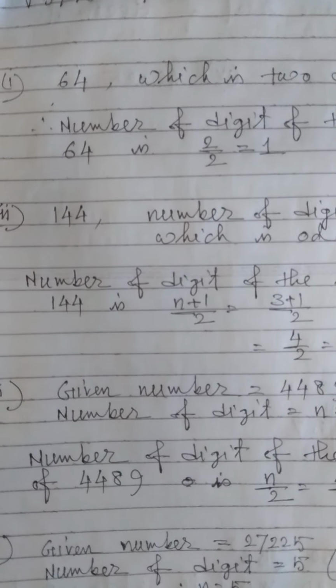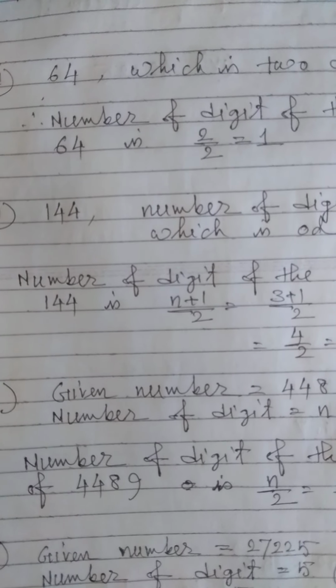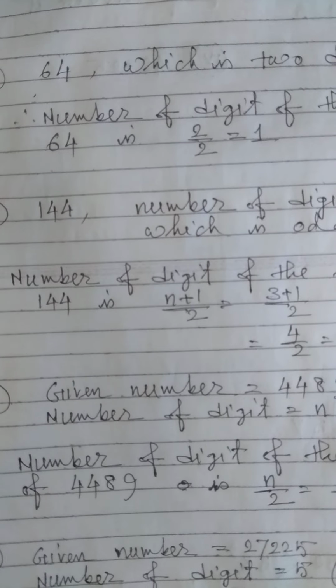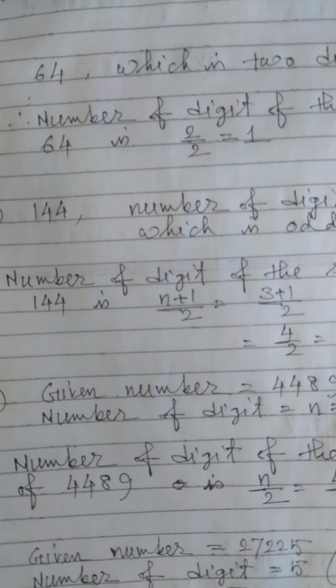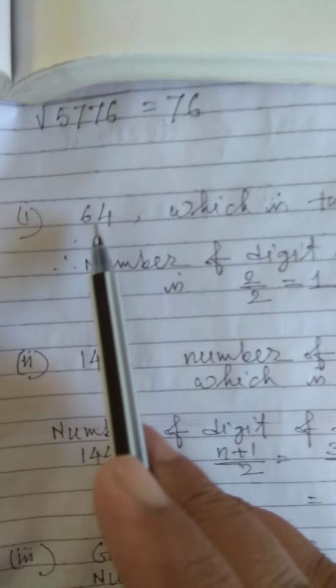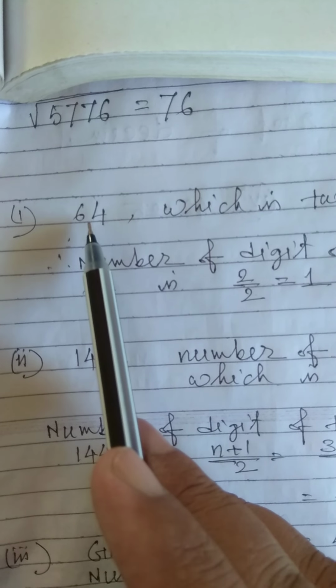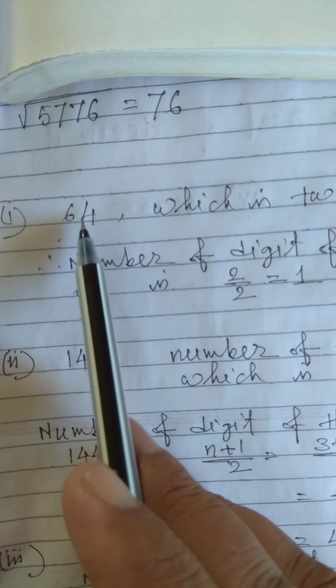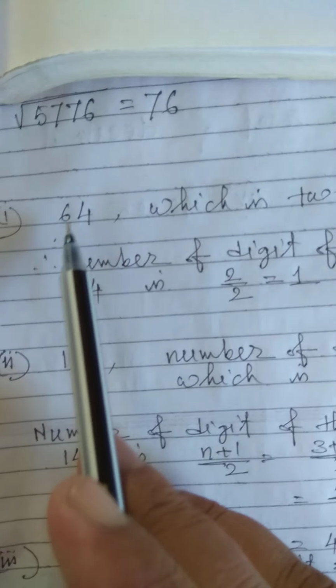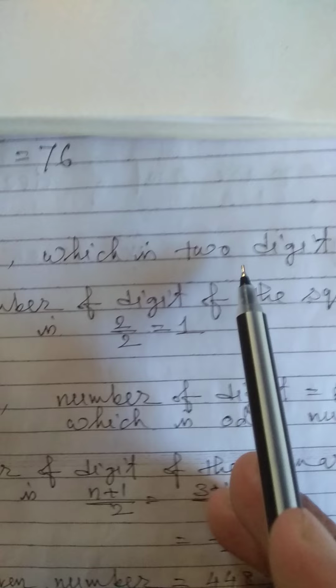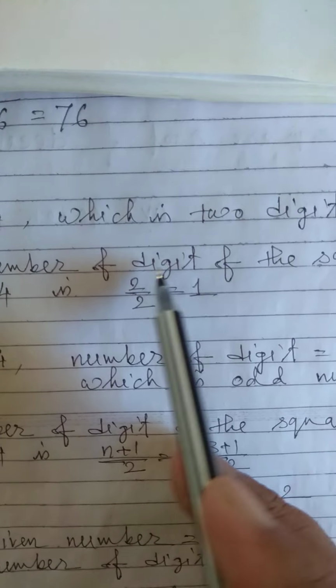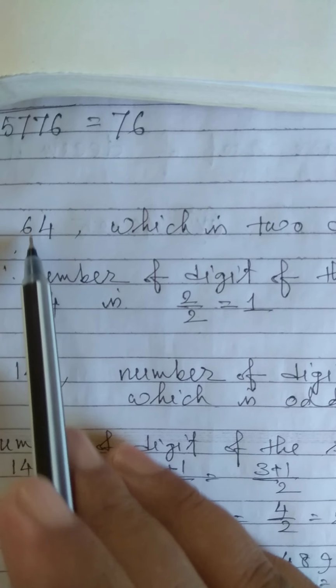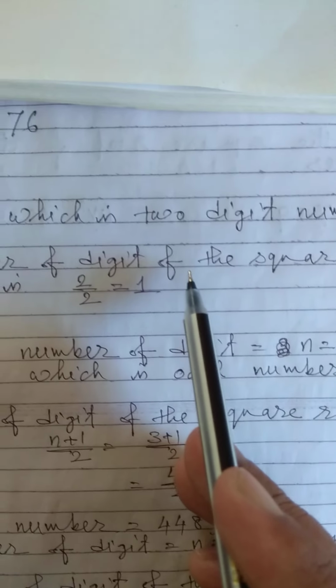Next, question number 2. Find the number of digits in the square root of each of the following number without any calculation. So first number is 64. Find the number of digits of the square root of this 64. And we know square root of 64 is 8. So it is one digit number. But the process is, 64 is a 2 digit number. So number of digit is 2, so n equal to 2.